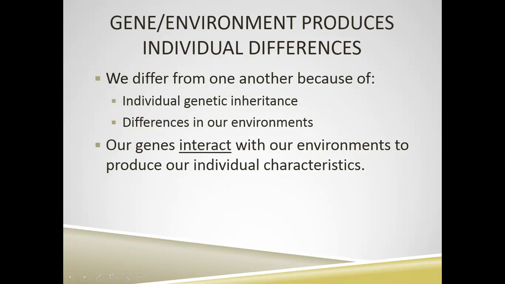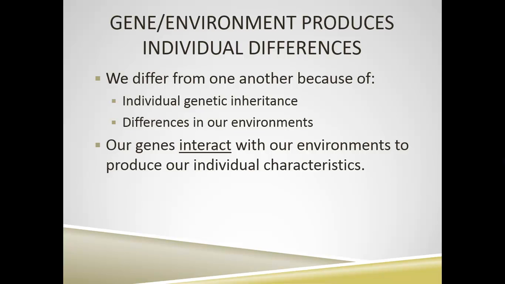So the other type of genetic inheritance that affects humans, and what you probably think of when you think of the gene-environment interaction, are the genes that make us different from one another, that produce the individual differences that you see between people. And this is our individual genetic inheritance. So we certainly have the same genes as other members of the human species, but we also have slightly different genes from one another, and this makes us different.